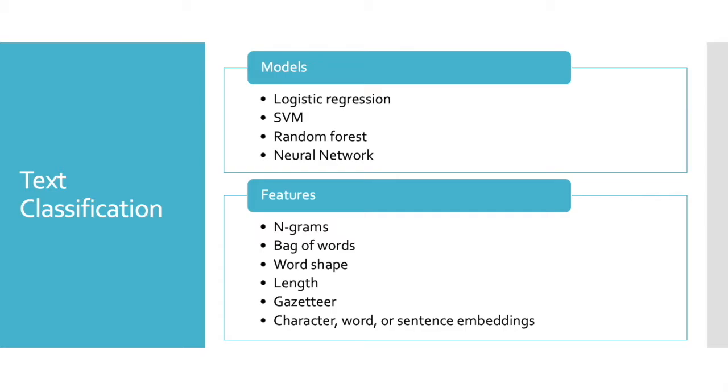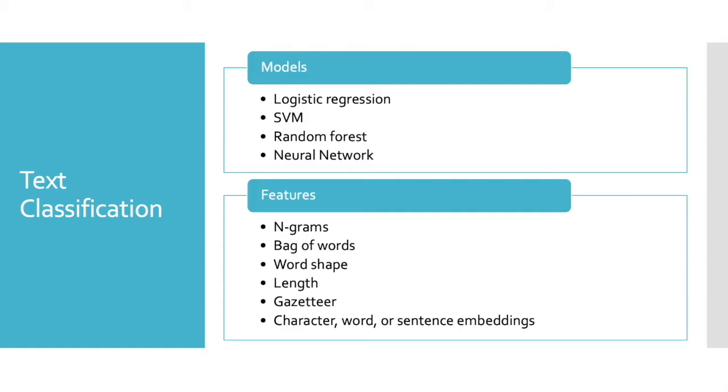And for neural network models, your input can be a character, word, or sentence level embedding, which is a vector representation of those terms. And while it's good to be aware of these models and features, there are many libraries, toolkits, and frameworks out there that implement these models and feature extractors for you. So you very rarely have to implement these yourself.